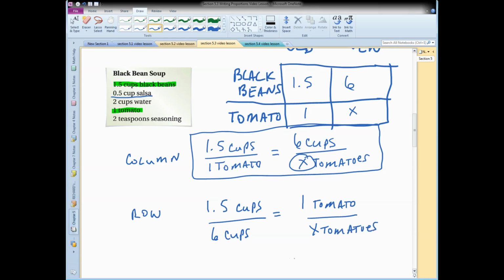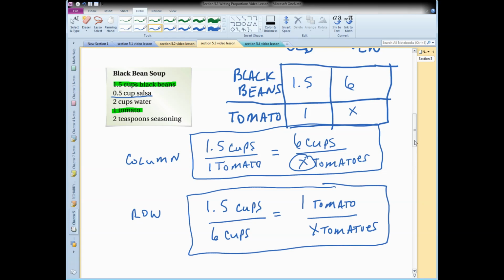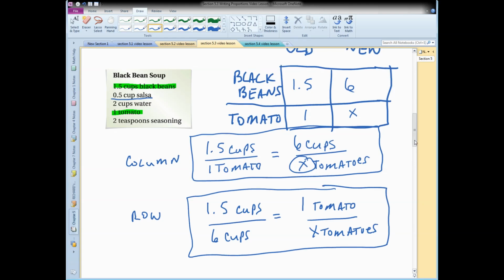So here I have a different proportion, and what we're going to learn is that this will give us another way to find X, and that will actually get the same answers. It doesn't matter which proportion we use. All right.